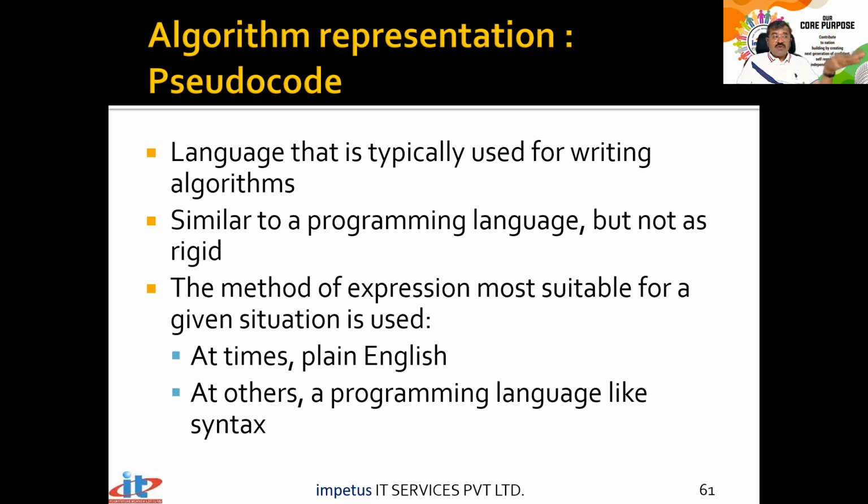A person from a non-computing background, your client, will also understand. That's why you'll write, I'll say, read the first number, read the second number, multiply the first number and the second number. So these are steps that we are writing. A non-computer person will also understand what that algorithm means. So it's almost English, but we use constructs which are in programming languages so that it becomes easy for the developer to translate this pseudocode into a program.